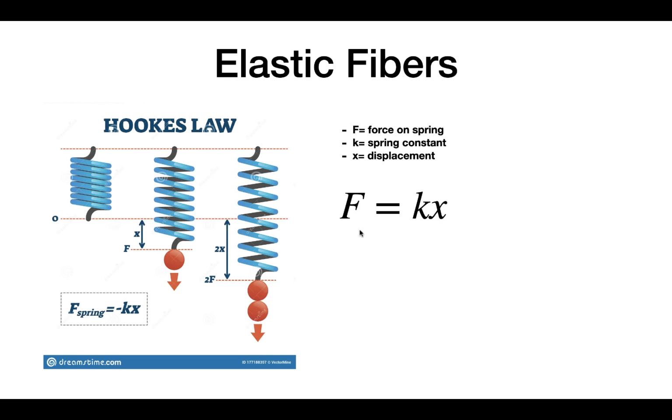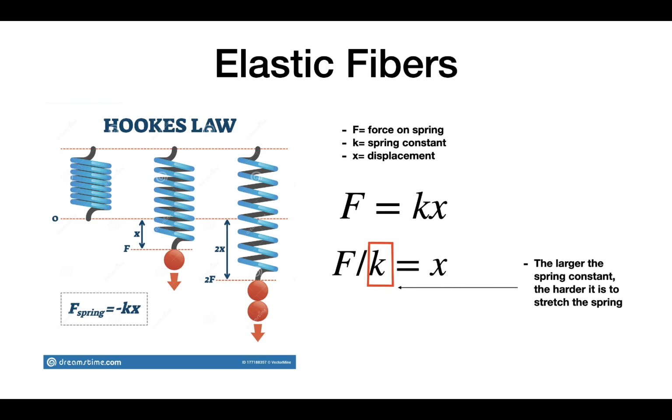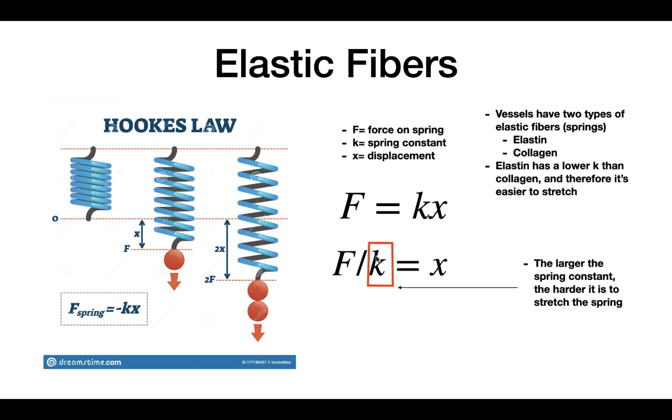Now, if you were to solve for the displacement in Hooke's law, what you would get is that the displacement of the spring is going to be equal to the force exerted on the spring divided by the spring constant. Now, the spring constant is what defines how strong a spring is. It basically describes how hard it is to stretch or compress a spring. So the larger the spring constant, the harder it is to stretch it.